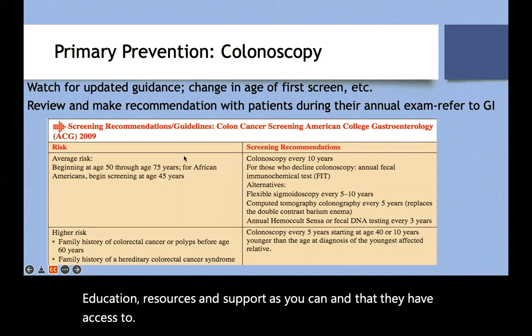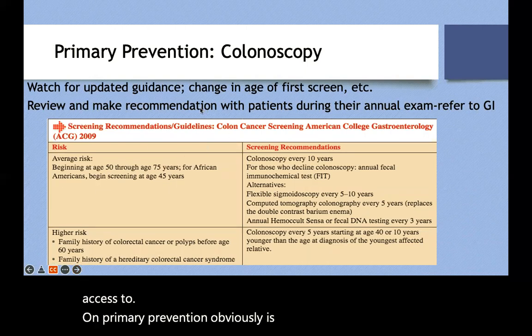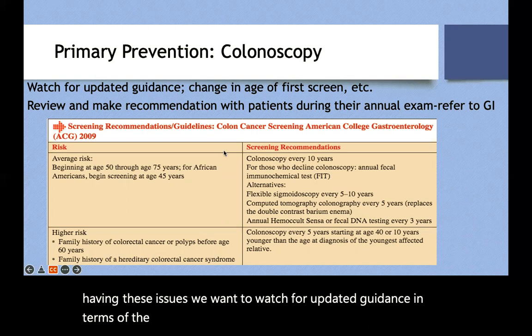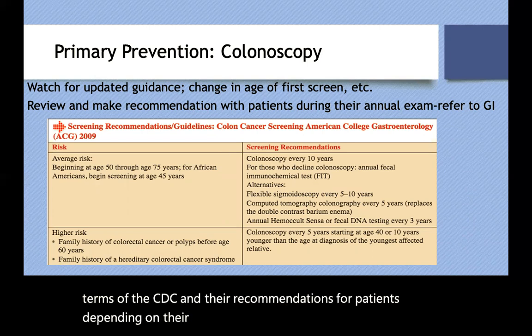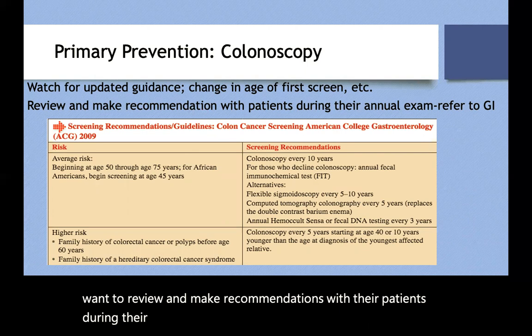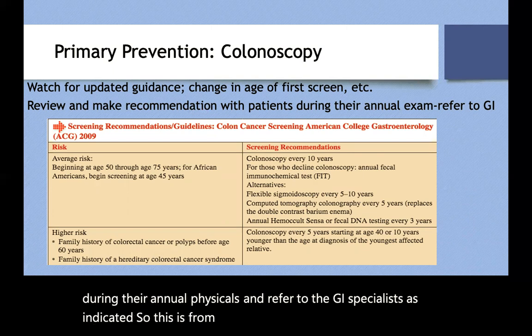Primary prevention, obviously, is a colonoscopy to prevent having these issues. We want to watch for updated guidance from the CDC and their recommendations for patients depending on their age, change in age, and the first screen, etc. You want to review and make recommendations with your patients during their annual physicals and refer to the GI specialist as indicated. So this is from 2009.